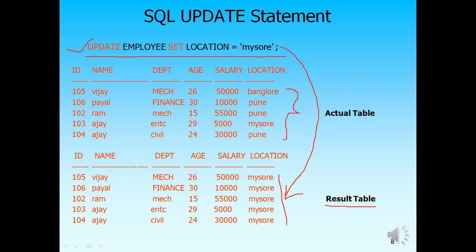So what is the syntax for the update statement? Always we use this update statement with the set operator. Why? Because always we need to update something in the database, right? So with the help of the set operator, we can change that value. So after the update keyword, there is a table name, right? So update employee set location equal to Mysore.